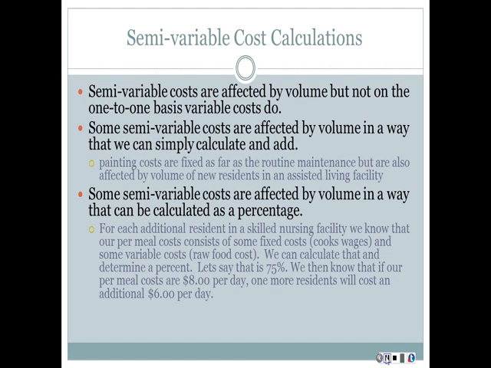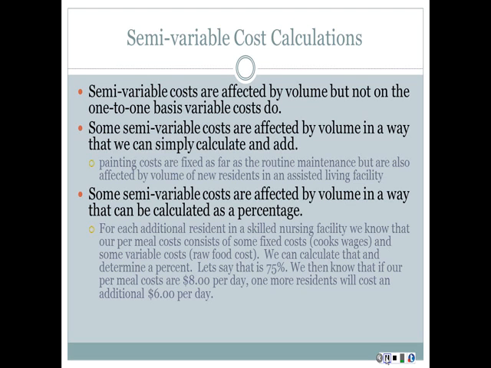When I was the administrator at Covenant Village, we had painting costs. And some of those costs were fixed as far as routine maintenance, but some of them were affected by volume of new residents because we painted the apartment when a new resident moved in. So our regular routine painting, we could calculate based on historical costs. We knew about how much that routine maintenance painting would cost us. We also knew how much one apartment cost to repaint when a new resident moved in.